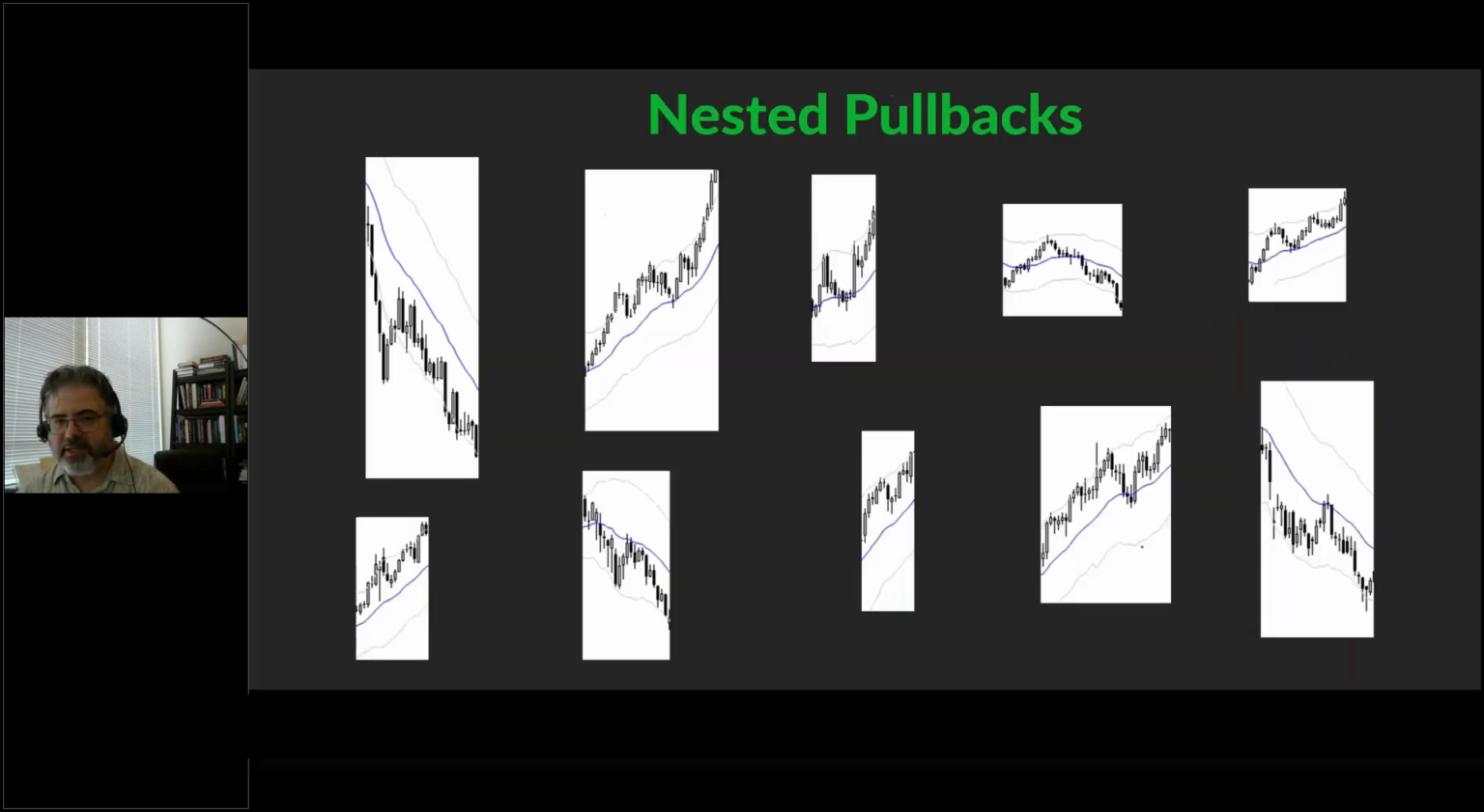And here are some examples of the nested pullbacks. I'll just circle the nested pullbacks here, and then I will clear the lines. If you're pausing the video, you can choose whether to see my lines or not. Notice that some of these nested pullbacks are actually relatively healthy and complete pullbacks themselves, as this last one I circled. Some of them are tight pullbacks.